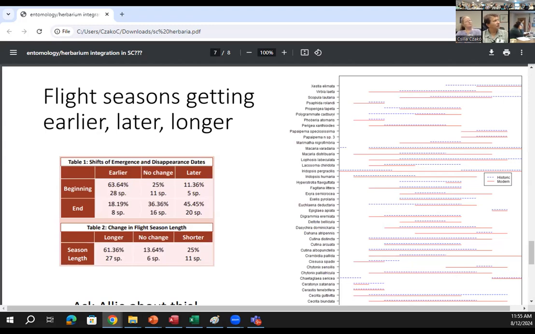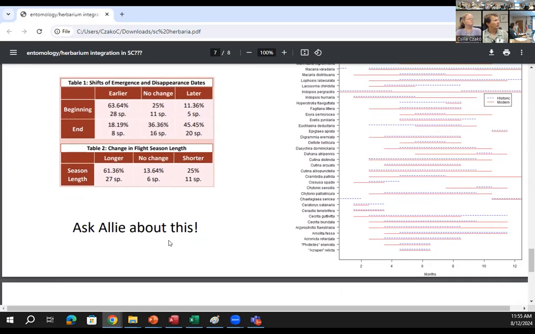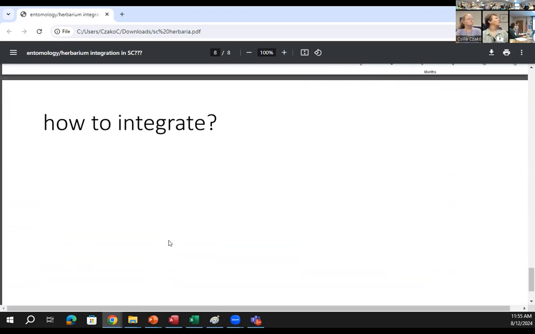So we think that a lot of these things, and some of these are now flying really late into the fall, are adding an extra generation where they didn't used to. Having this historic collection there, and having those dates of collection and the species, is really invaluable. I can talk more about this if you have questions.